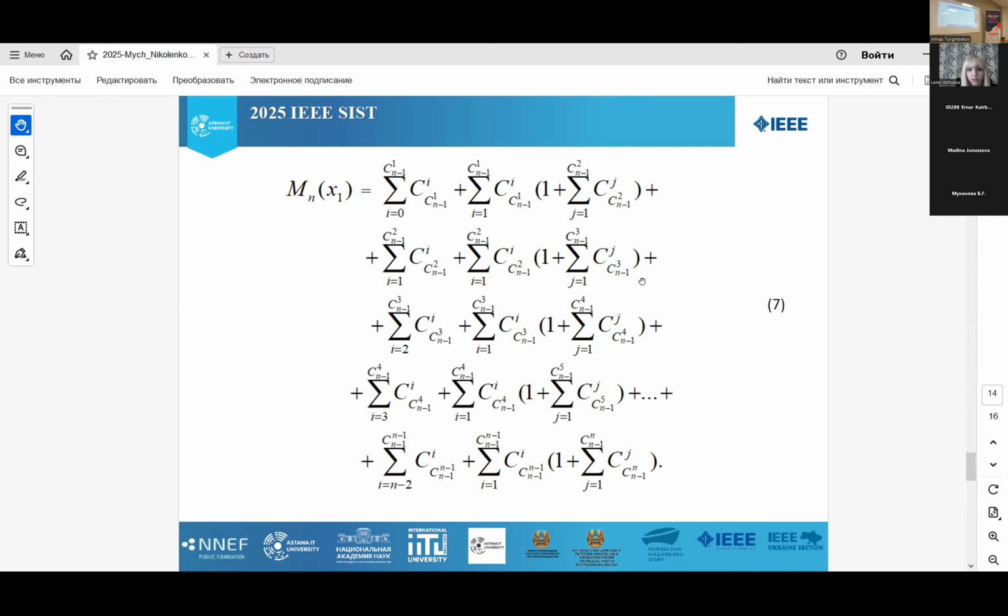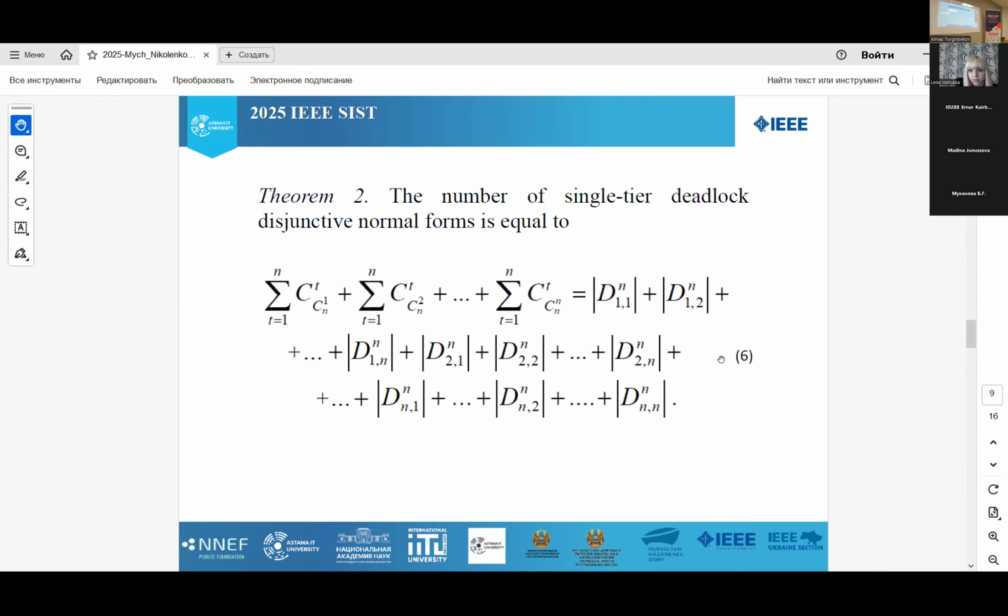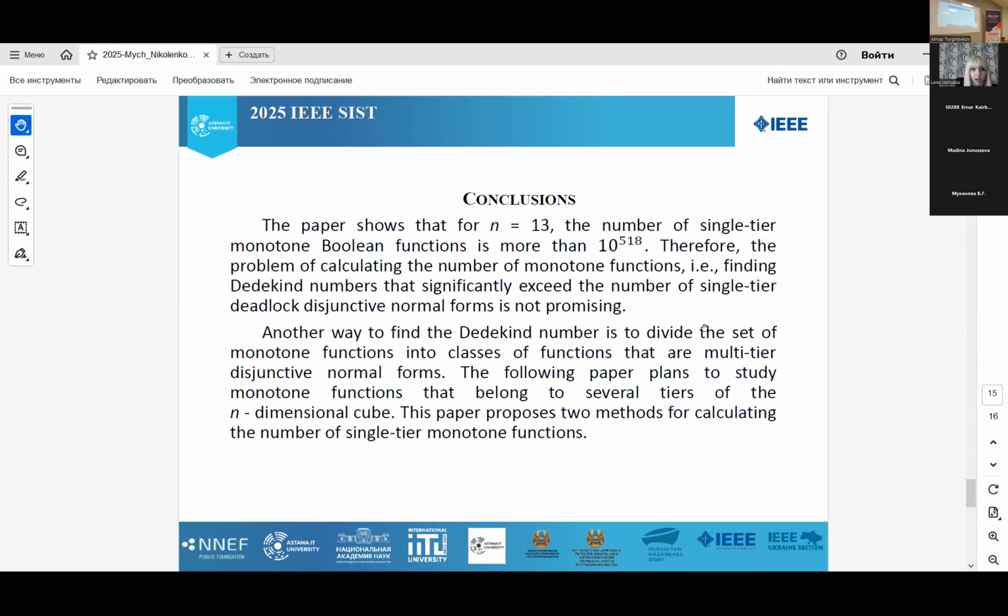The developed program confirmed the coincidence of the results of calculating single-tier deadlocked normal forms by 2 different formulas, 7 and 6. The paper shows that for n equals 13, the number of single-tier monotone Boolean functions is more than 10 to the power of 518. Therefore, the problem of calculating the number of monotone functions, finding the Dedekind number, that scientifically exceed the number of single-tier deadlocked disjunctive normal forms is not promising.